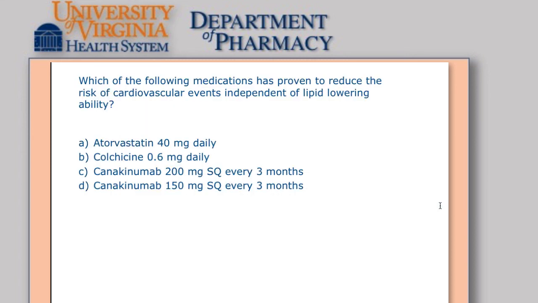So now that we've talked about inflammatory risk, we'll go on to assessment question 4. Which of the following medications has proven to reduce the risk of cardiovascular events independent of lipid-lowering ability? Is it A, atorvastatin, B, colchicine, C, canakinumab at a dose of 200 milligrams sub-Q every 3 months, or D, canakinumab 150 milligrams sub-Q every 3 months? What do you all think? I heard D, which is the correct answer.